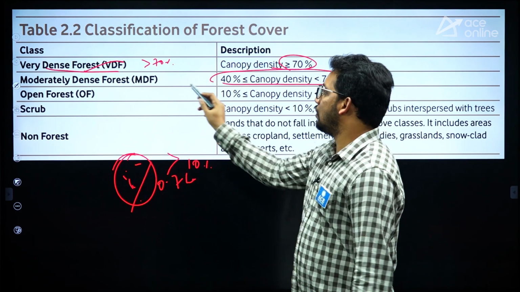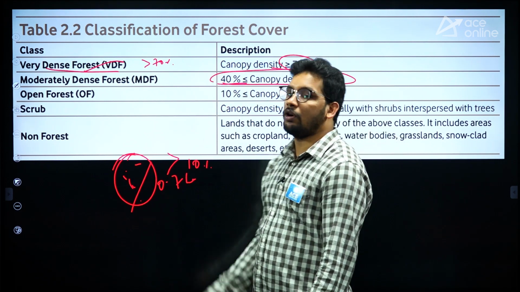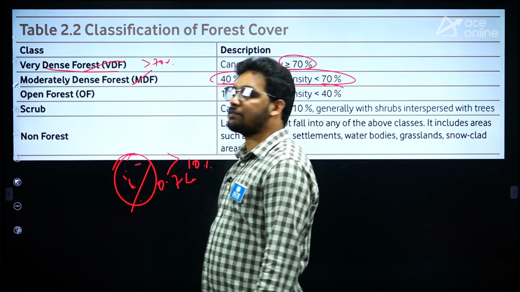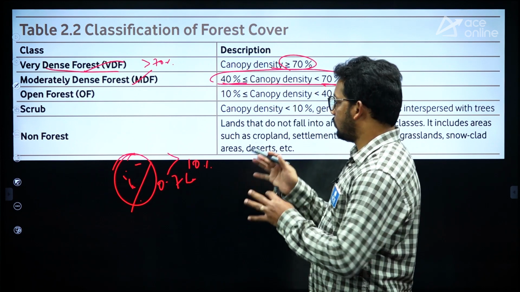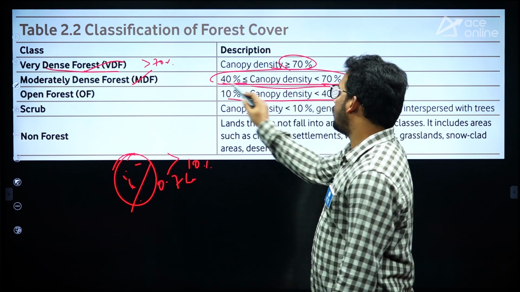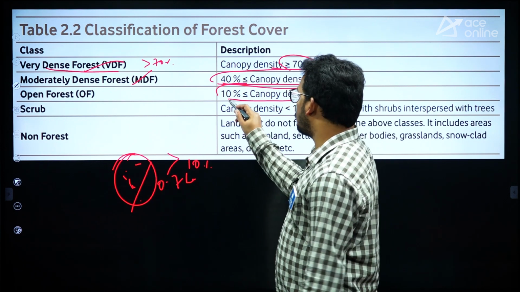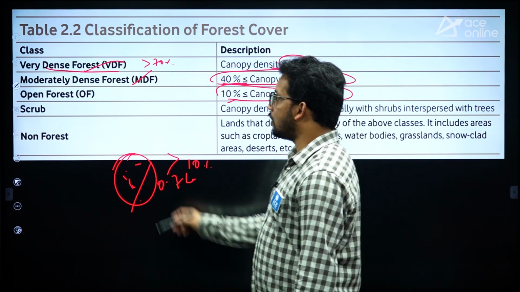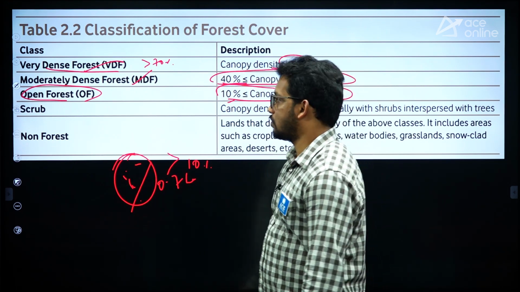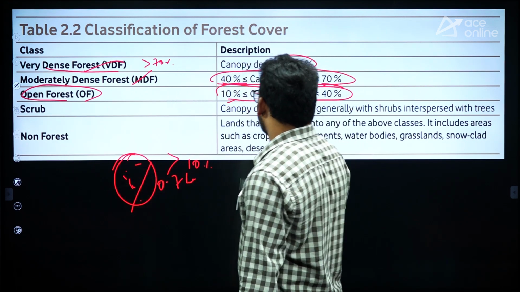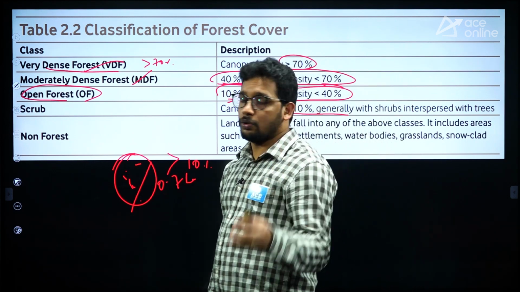If the canopy is between 40 and 70, that means less than 70 but more than or equal to 40, then it is classified as moderately dense forest. If the canopy cover, the thickness in a given area, lies between 10 and 40, that means less than 40 but more than 10%, then it is categorized as open forest. And if the density is less than 10%, obviously it is not a forest. We are not categorizing those as forest.